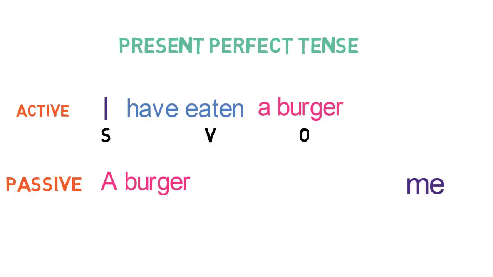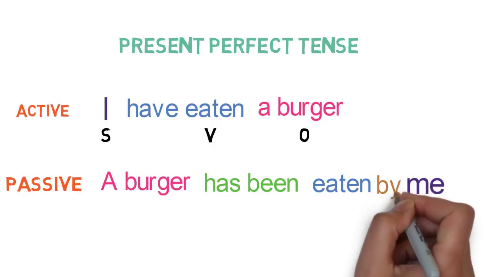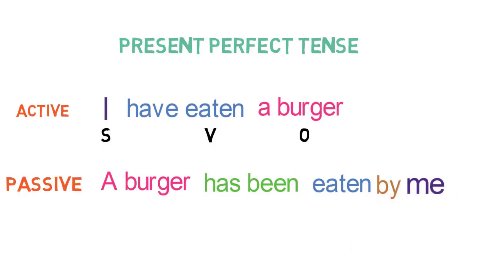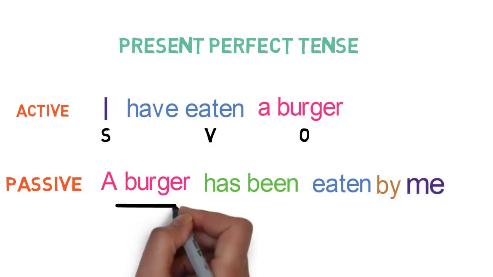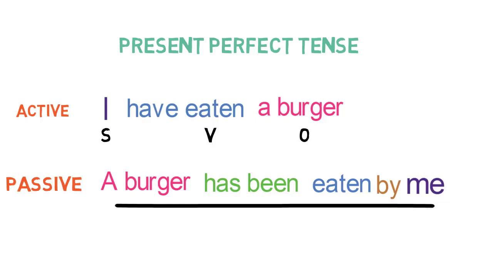Now converting the main verb to third form, it will be eaten. Next, adding a suitable helping verb, it will be has been. And lastly, we need to add by here to make the sentence complete. So the whole sentence is: a burger has been eaten by me. Now let's see an example of simple past tense.